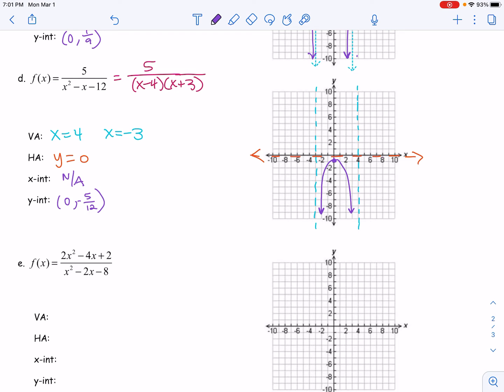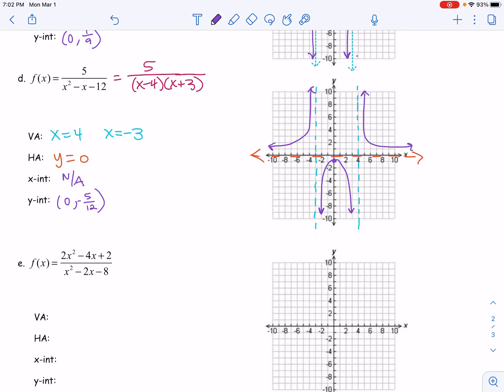Okay. So then I also want to think about, are there any squared factors at all? No. So because there's no square factors, I do not want to approach those asymptotes together. I want to go in the opposite direction. So I'm up here and I'm up here.